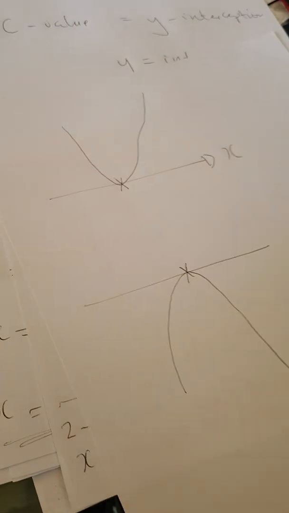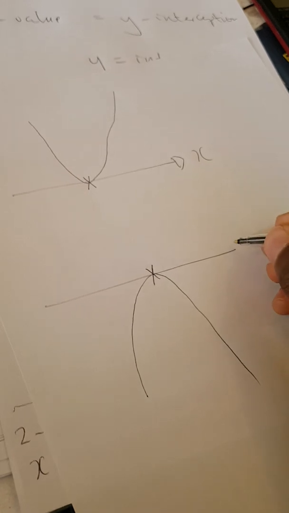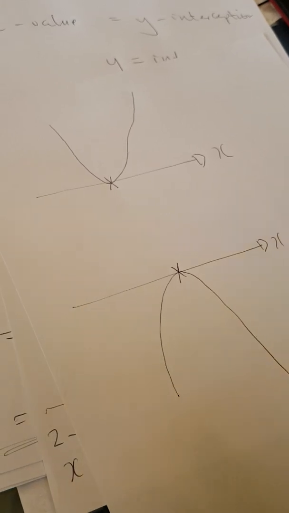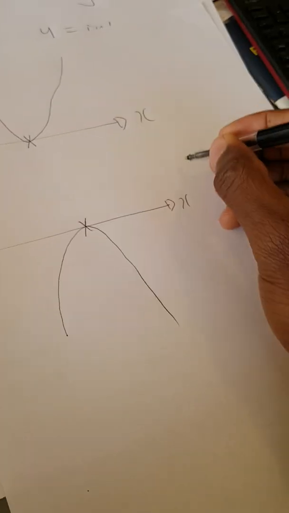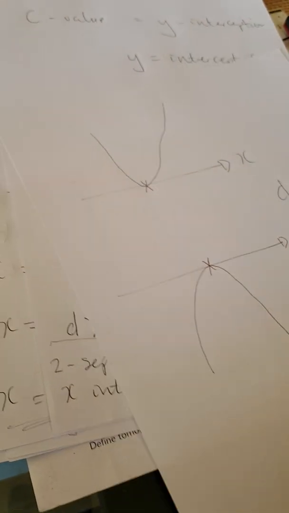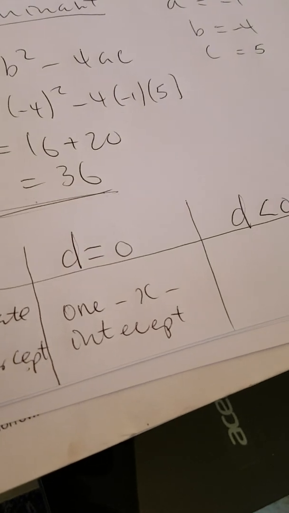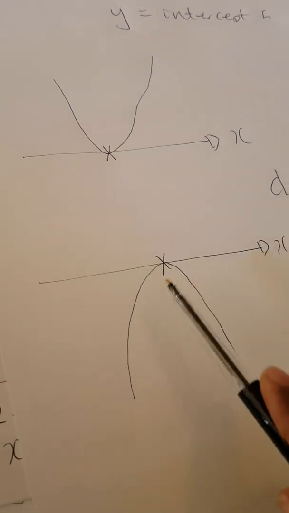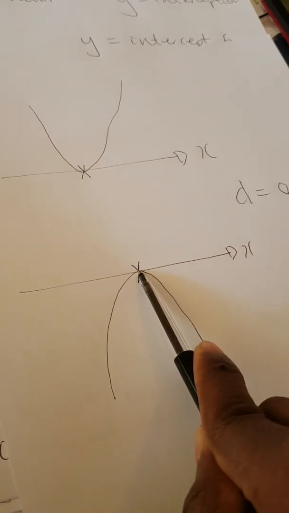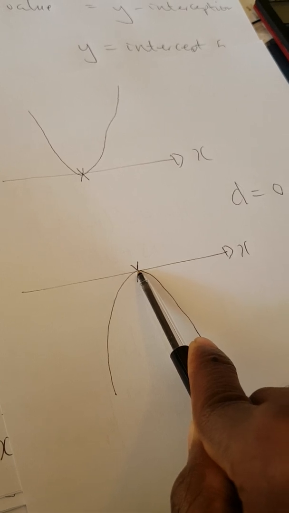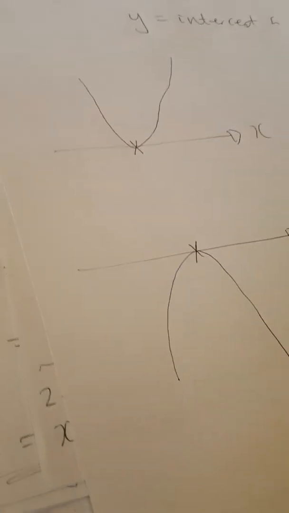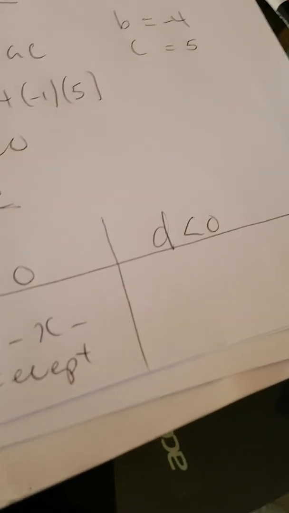Remember, I'm using freehand writing, so my graphs are not looking very good, but that's what I'm trying to say. This is one x-intercept because the value of the discriminant is equal to 0. So if D is equal to 0, we have one x-intercept. The graph will be turning at the x-axis. So it's tangent to the x-axis. It's touching the x-axis once.